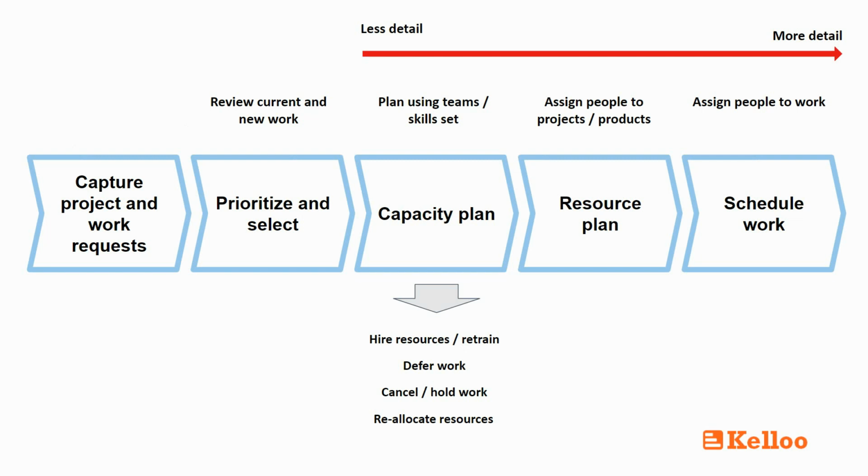It uses high-level estimates of the types of resources each project needs and compares this to your supply of resources. If you have a shortfall of resources, then you need to consider options such as hiring more resources, retraining, deferring work, or cancelling or putting on hold lower priority projects. So resource capacity planning is a decision support tool to help the leadership team make tough decisions about what they can realistically do with the resources available.